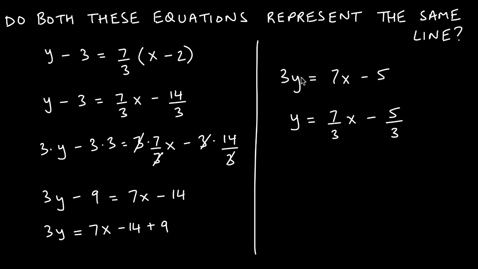And then in order to isolate the y by itself, the operation between 3 and y is that of multiplication. The inverse operation would require me to divide every single term by 3, or divide the 3 over to the other side. Both approaches are okay. So 7x divided by 3 would simply give me 7/3 x, minus 5 divided by 3 would give me 5/3. Hopefully you remember, and if not, you can flip through your notes, go back to the previous section 3.3, and verify that this is indeed the equation of the line that we got using slope-intercept form.